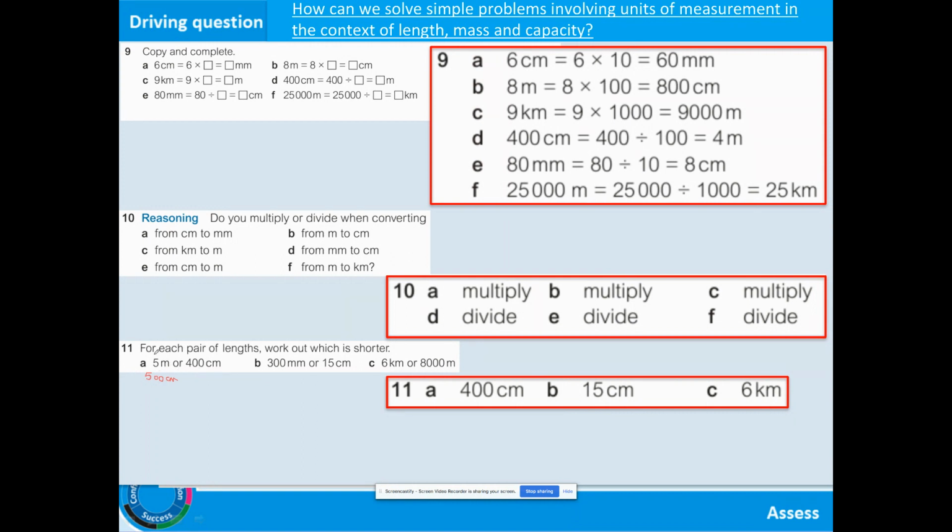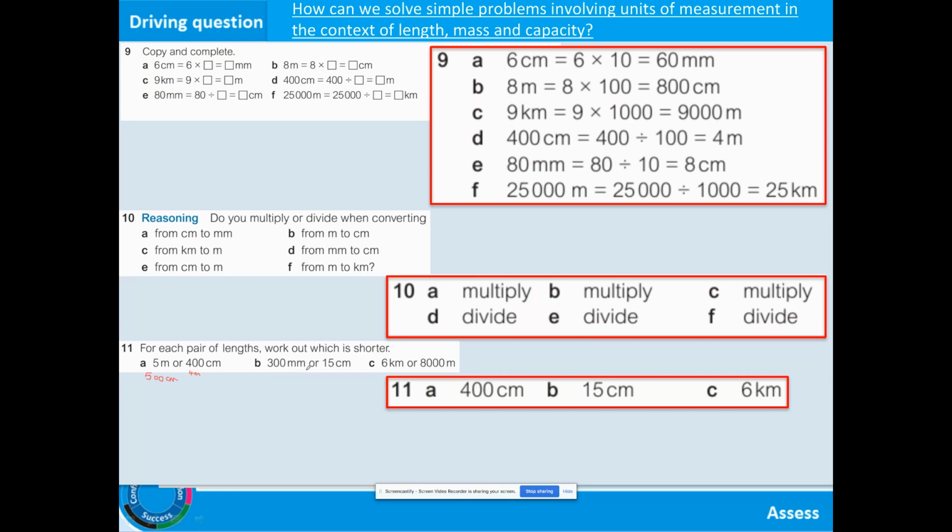If you wanted to keep it as metres, you could just divide this one by 100 and change that to 4 metres. As long as you are comparing the same unit. So you can either compare 5 metres and 4 metres or 400 centimetres and 500 centimetres. It doesn't matter which way round, as long as they're the same unit. Okay?